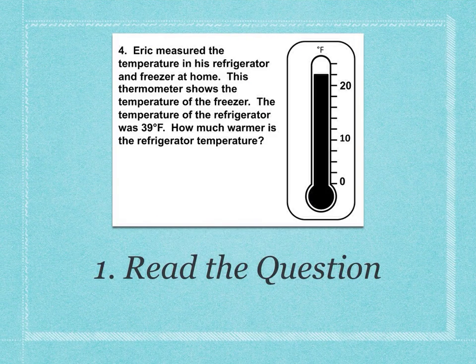The next thing we're going to do is solve a problem-solving question. And the very first thing you want to do anytime that you have a word problem is read the word problem. So you always want to read the word problem, and then you want to read the question so that you know what the question's asking you. So if I read this, it says, Eric measured the temperature of his refrigerator and freezer at home. The thermometer shows the temperature of the freezer. The temperature of the refrigerator was 39 degrees Fahrenheit. How much warmer is the refrigerator temperature? So the question's actually asking me how much warmer is the refrigerator temperature.